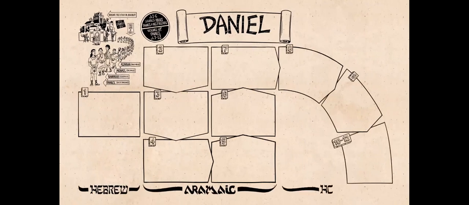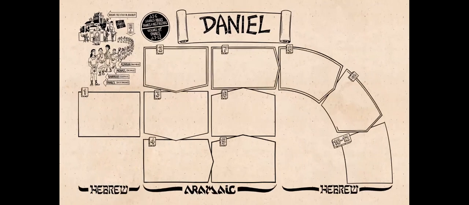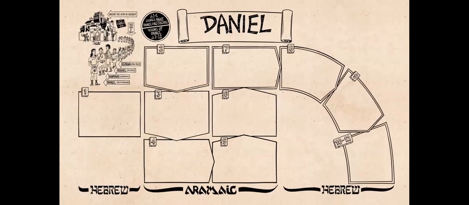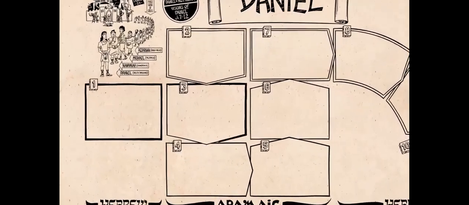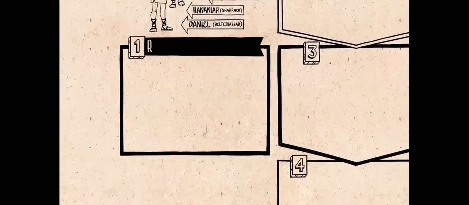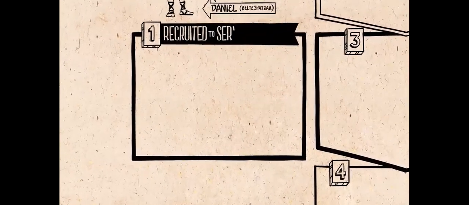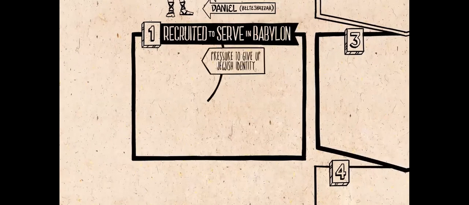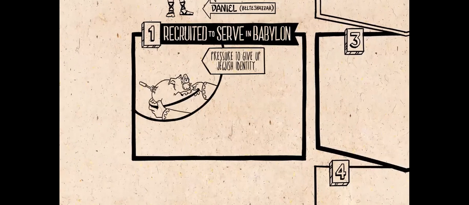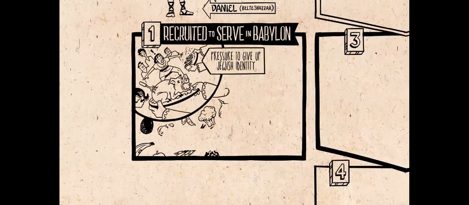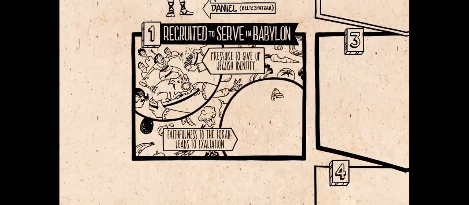This design shows how chapters 2 through 7 are a coherent section, but it also highlights the importance of chapters 2 and 7 for understanding the later chapters of the book. Let's just dive in. Chapter 1 introduces the basic tension of the first half of the book. Daniel and his friends are really wise and capable, and they're recruited to serve in the royal palace of Babylon. But they're pressured to give up their Jewish identity by living and eating like Babylonians and violating the Jewish food laws found in the Torah. So they refuse, and they choose faithfulness to the Torah, and it puts them in danger. But God delivers them, and they end up being elevated by the king of Babylon.